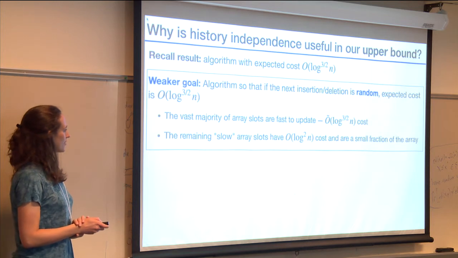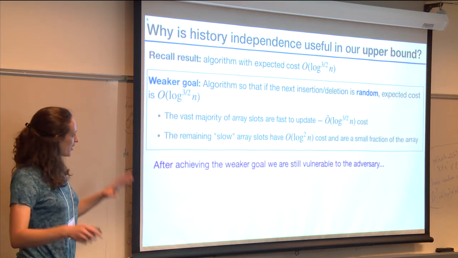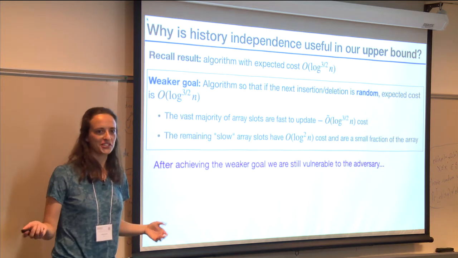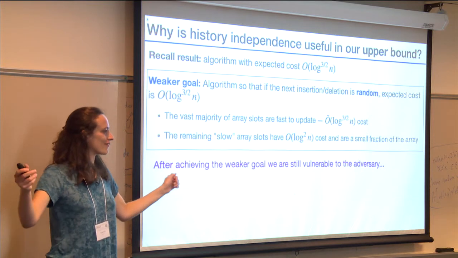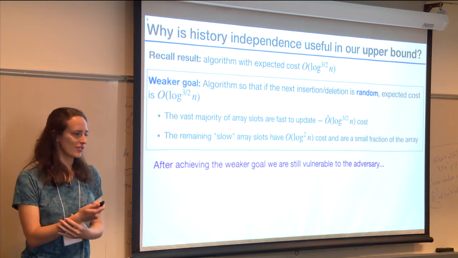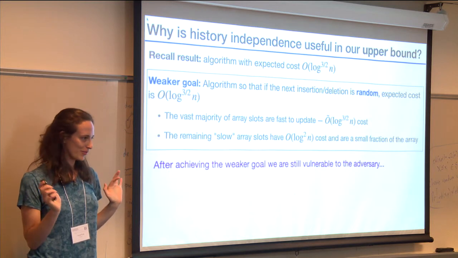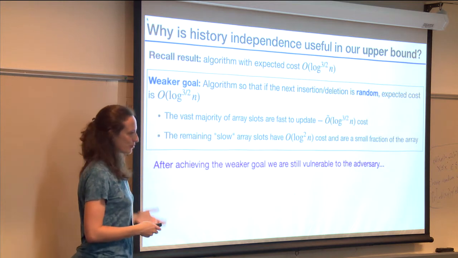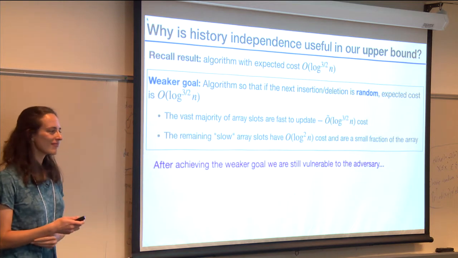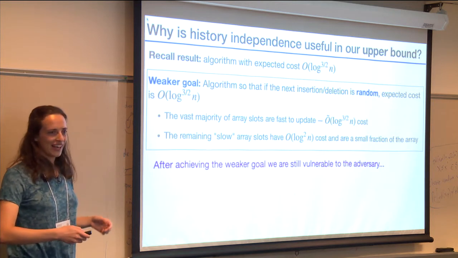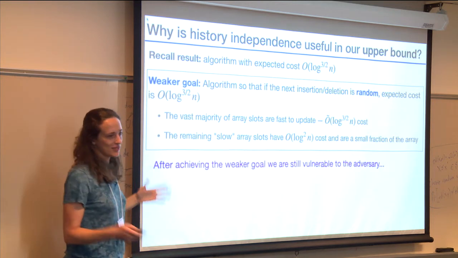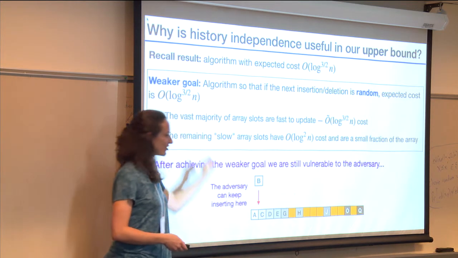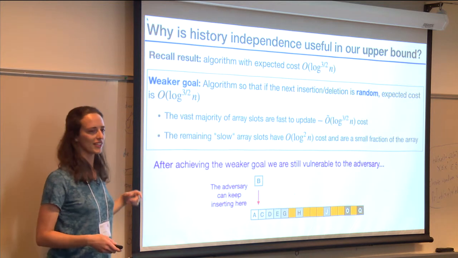Okay. So the first question is, why does achieving this weaker bound not just completely solve the problem in the first place? We have that most of the slots in the array are cheap to insert into. Well, it turns out we're still vulnerable to the adversary here. The reason is that we have these slow spots, and what if the adversary knows the slow spots? If the adversary knows this is a slow spot, they can just keep inserting there over and over again, and your cost is going to be log squared n.